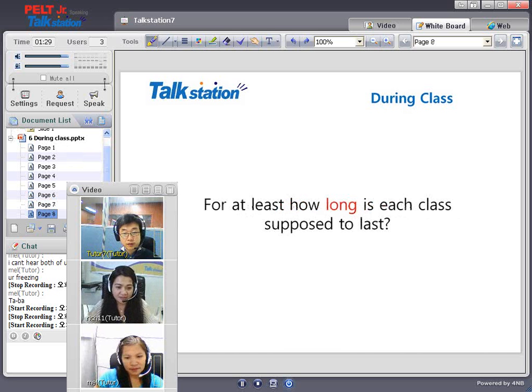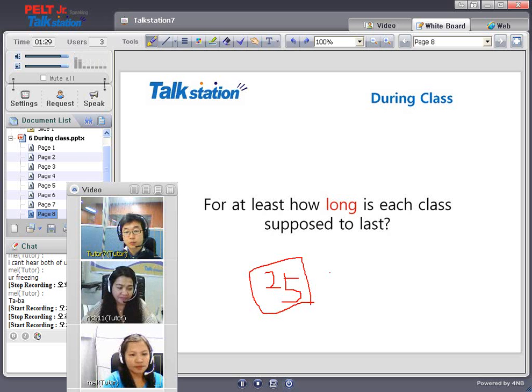Okay, how long is each class supposed to last? The answer is quite simple. 25 minutes. Yes. But this is the minimum, right? Yes, sir. Okay. We can extend, sir, like 27, 2 or 3 minutes, especially when the class started late, not exactly on time, right?